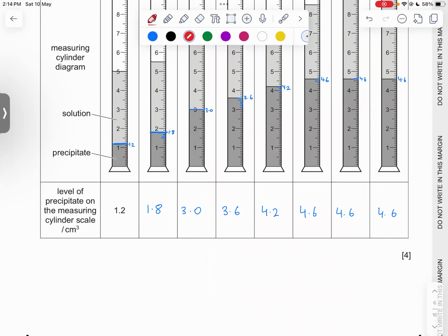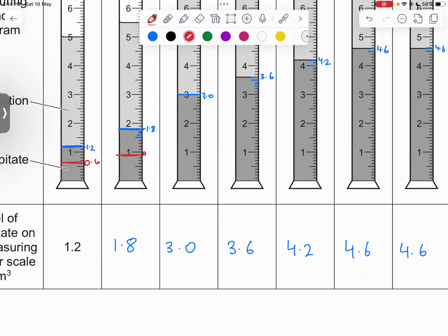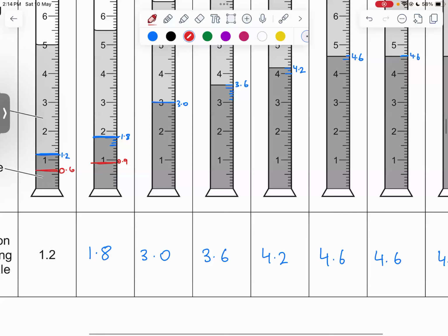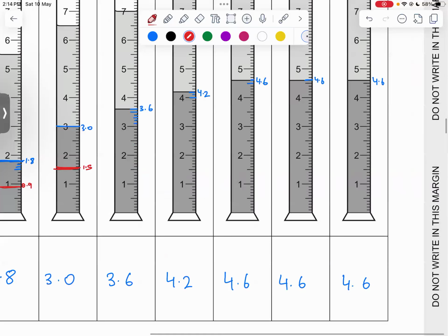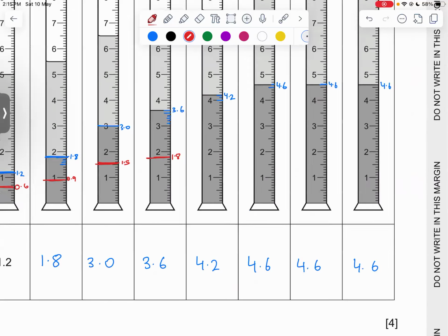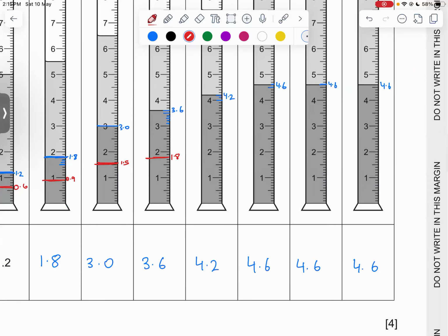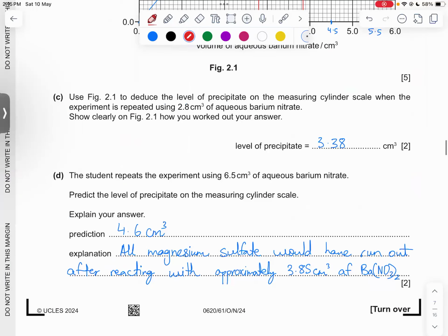So that means in the first reaction, the product will be 0.6. In the second reaction, the product will be 0.9. In the third reaction, the product will be 1.5, right? In the fourth reaction, the product will be 1.8. Where is 1.8? That is when our barium nitrate is of half concentration. That is what they have asked us to sketch.